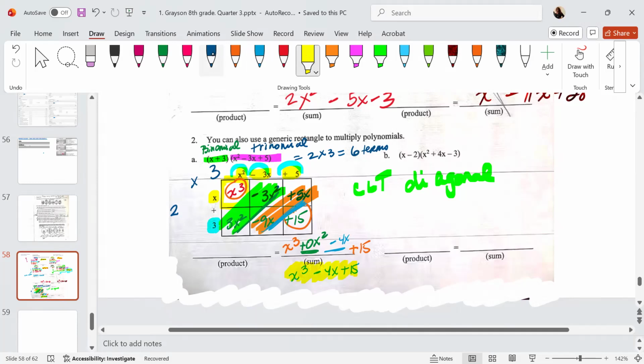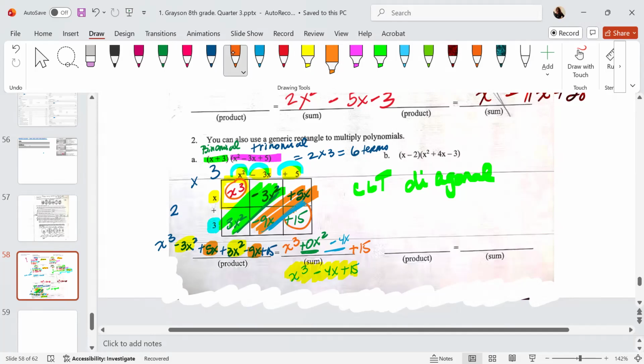But your product, you need to write all 6 terms. x cubed minus 3x squared plus 5x plus 3x squared minus 9x plus 15. Do you see that? And the reason we got that is we combined this one with this one. We combined this one with this one. Do you see that? Okay.